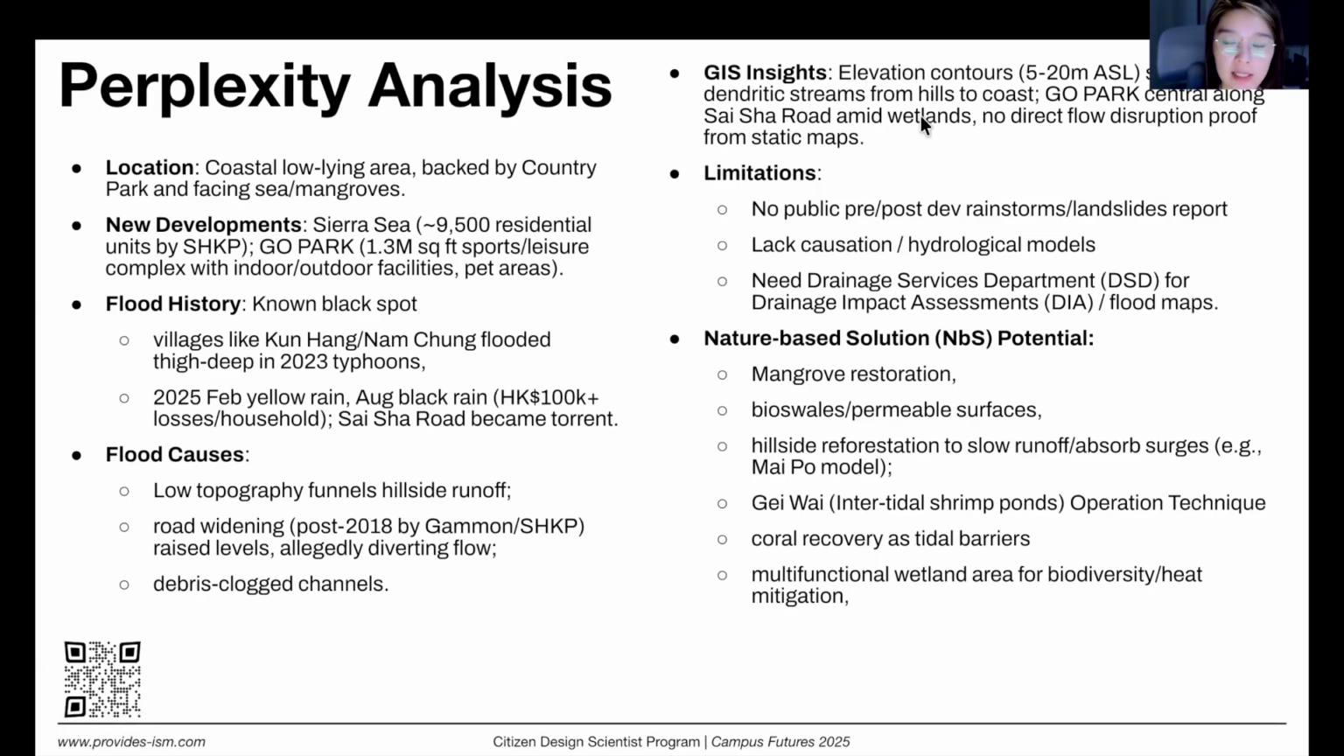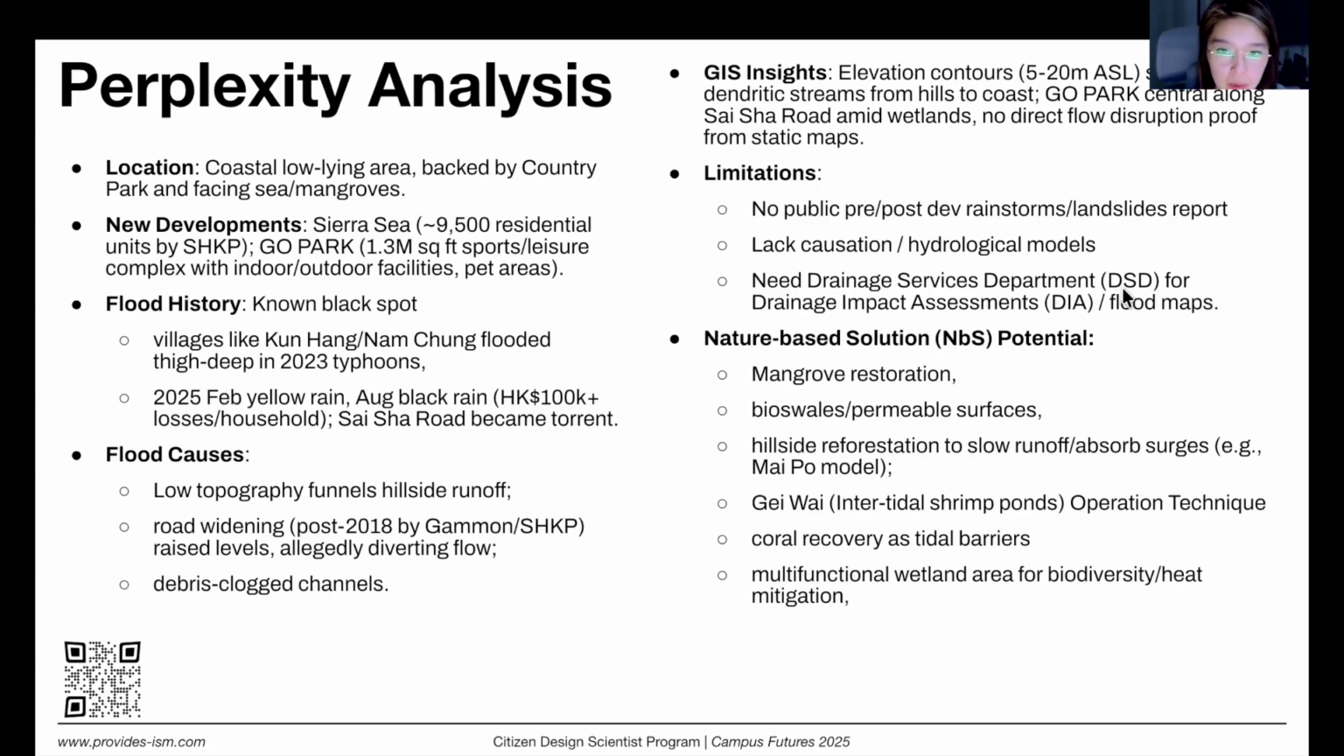From Nabi's GIS analysis, we can see the elevation contour, but because there were no public records over the rainstorm and landslide report pre and post development, we cannot be sure what was the real cause. There lack causation hydraulic models for us to understand. We can demand drainage impact assessment reports from the Drainage Services Department, but I think most importantly is the architects are empowered to be able to do these assessments on their own before they make any decision.